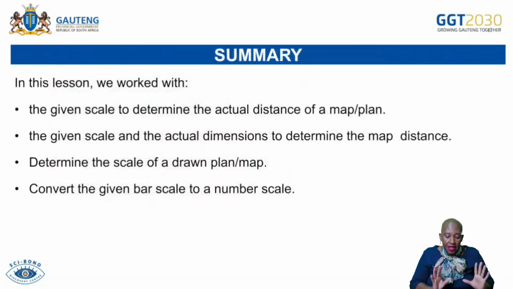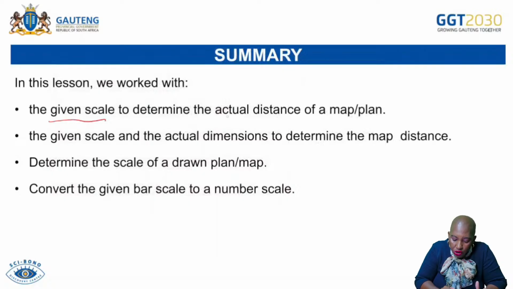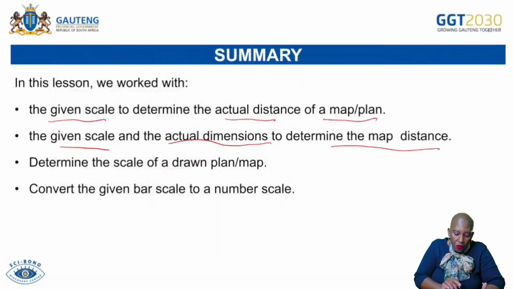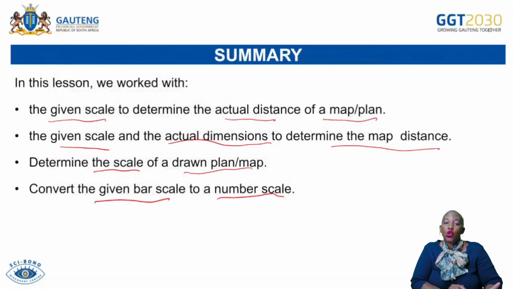But don't forget, at the end, we have worked with the given scale to determine the actual distance of a plan or a map. And we also worked with the given scale and the actual dimensions to determine the map distance. We have also determined the scale of a drawn plan, and we have converted the bar scale to a number scale. So with the activities that you have covered, we managed to do everything that is on our summary. And you mustn't forget, this topic will be there in your June examination.